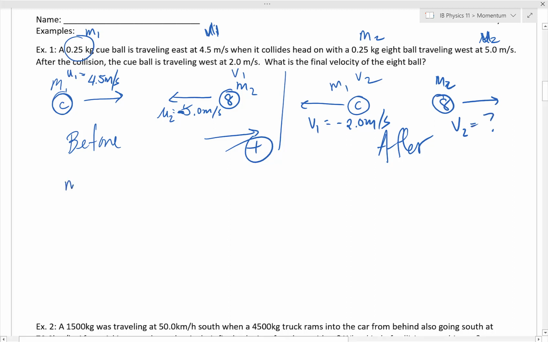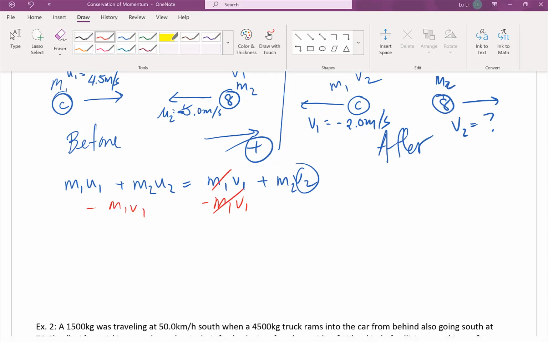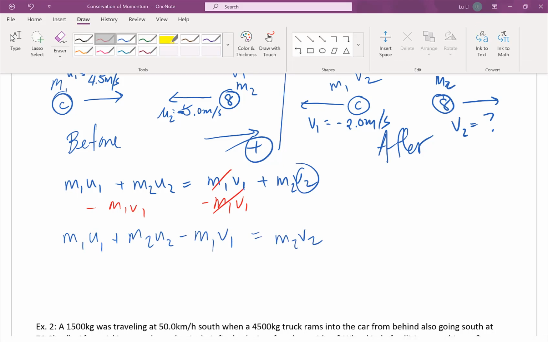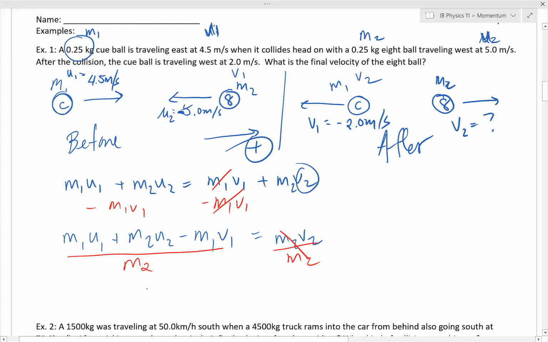Okay, so using our conservation of momentum equation that we derived in the previous video, let's write that down. And in this case, we want to solve for the final velocity of the second mass over here. So I'm going to go ahead and do some algebra to solve for V2. First, we need to move M1 V1 to the other side. Next up, we're going to divide the whole other side by the mass of number 2, M2.